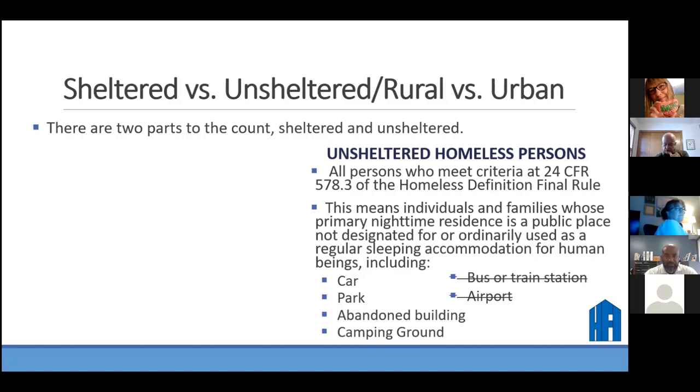HUD standards allow for a limited number of methodologies, but require, among other things, that all areas in a continuum of care be included, and that all persons counted are verified as being homeless that night, whatever night that continuum of care has set for the point in time count, which for us is July 28th, the night of July 28th into the morning of the 29th.